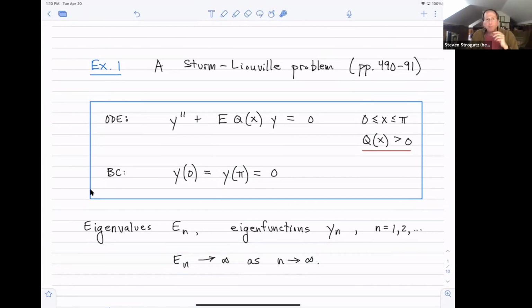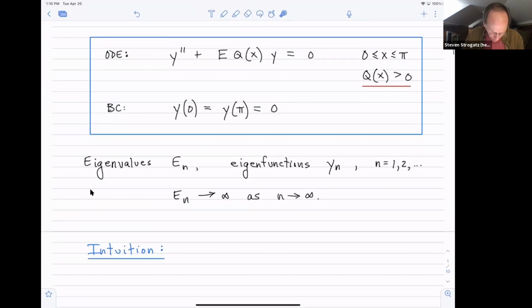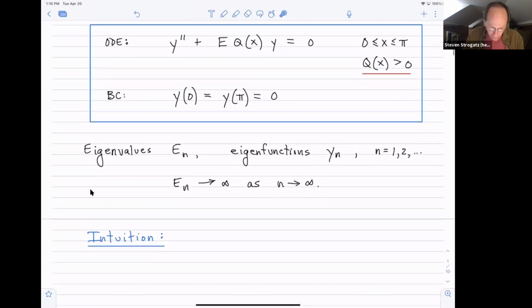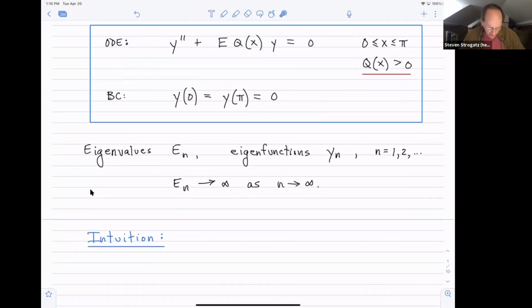Now, all of this becomes clear if you think about it visually in the right way. And so I want to give you the intuition that everybody has who works in this kind of topic. It's really helpful. So this is where I have not written things out ahead of time. Let's begin there. So the intuition for how to think about a problem like this is interpret y double prime as a kind of curvature of the function, the graph of y.